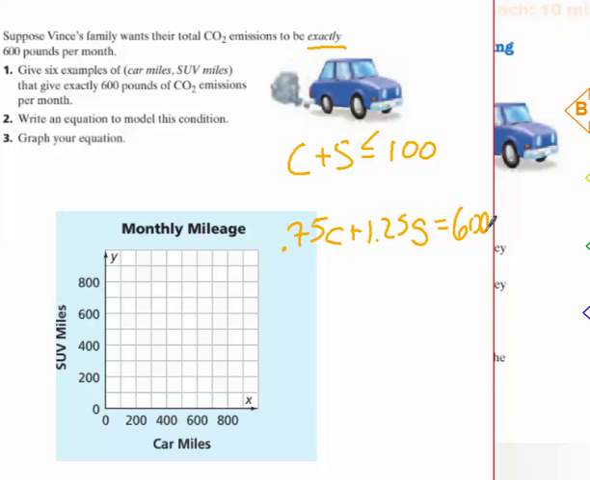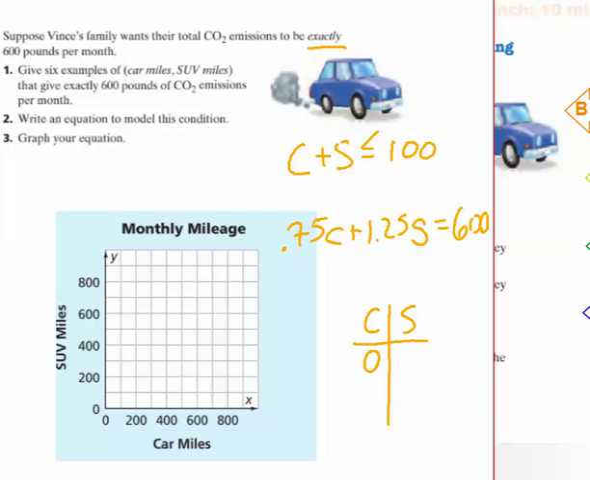So here's the deal. There are two ways you can do it. One way is to create a table, and I highly recommend going about that way. Or you could get this into y equals mx plus b. But really quickly, let's take a look at this. The easiest way to think about this is if the car goes 0 miles, how far can the SUV go?